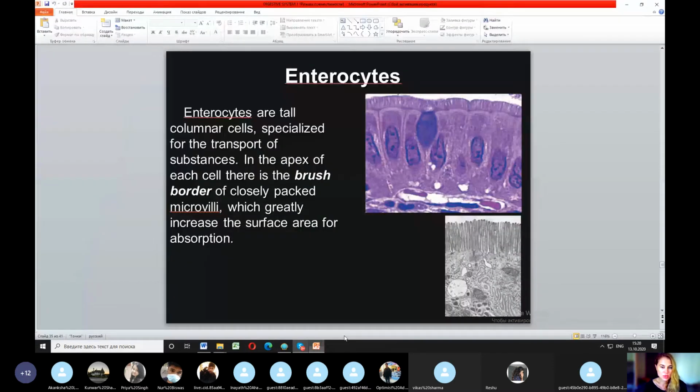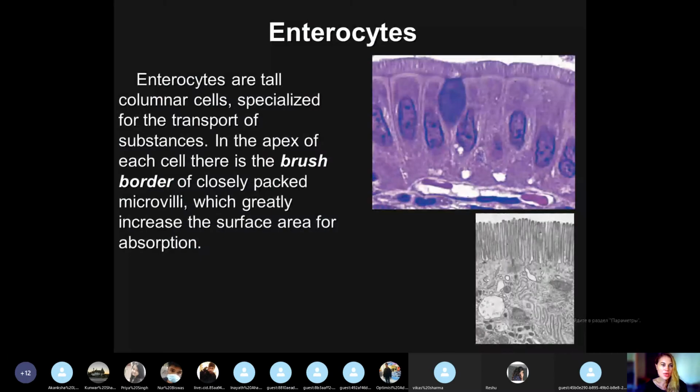Okay. So the most numerous cells. How can we distinguish these cells? Remember we said that in the stomach we have simple columnar epithelium. So these cells are tall columnar, and in the apical surface of each enterocyte we can see the brush border, which is visible especially in the scanning electron microphotograph.